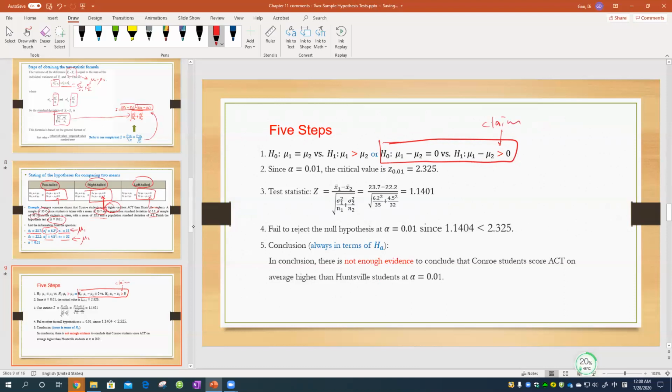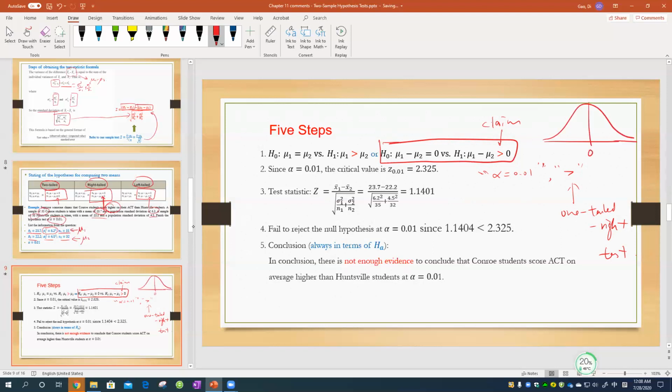And that's the claim. Second step, we want to state the critical value. For the critical value, we need to put the alpha value here, 0.01, given from the problem. And the second information we need to know is what sign we have from the alternative hypothesis, the more than sign. That tells us this is a one-tailed right test.